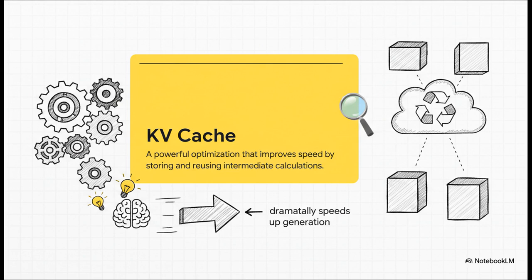The secret weapon is a brilliant optimization called the KV cache. Seriously, just think of it like the memory button on a calculator. Instead of redoing all the math for the prompt every single time it generates a new word, the model stores those intermediate calculations in this cache. By reusing that work, it makes the generation phase dramatically faster. This is the hack that makes giant context windows practical.